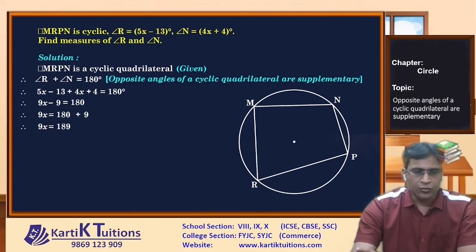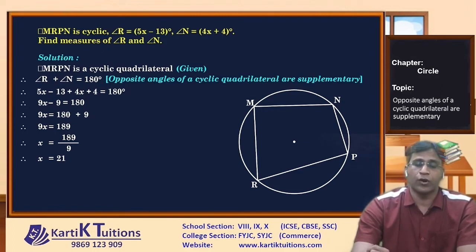Now x is equal to, see when I say 9x, it is 9 into x. Now when the 9 shifts to the other side of the equal sign, it will go for division. So we get x is equal to 189 upon 9. Now 189 is divisible by 9. It gives us 21. We have not got the value of angle R or angle N. We have just got the value of x.